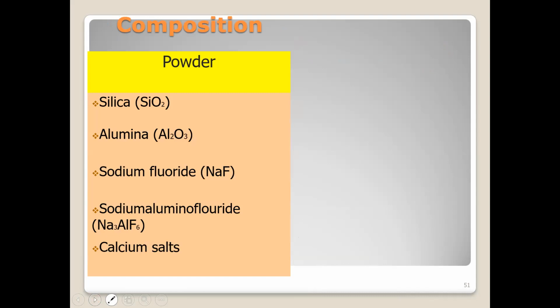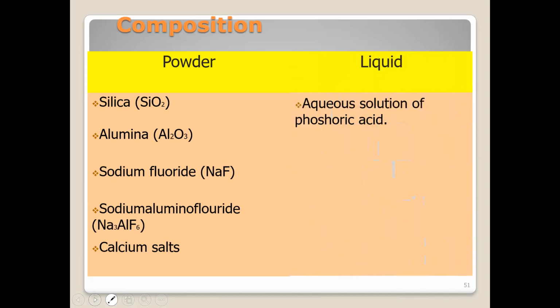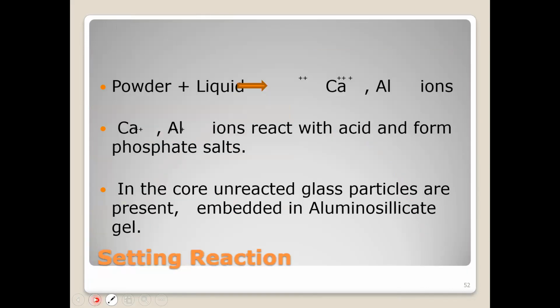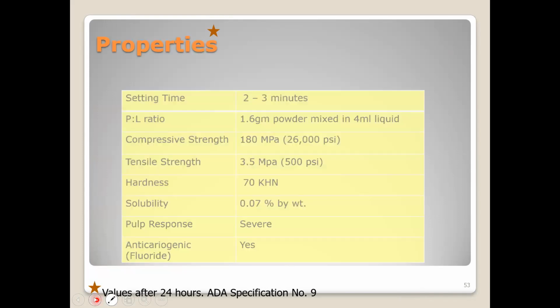Now these are the glass particle based cements. So you have silica, SiO2, alumina, sodium fluoride, sodium aluminum fluoride, and calcium salts, which will react with the aqueous solution of phosphoric acid. So there will be formation of calcium and aluminum phosphates. In the core, unreacted glass particles are present embedded in the aluminosilicate gel. So everywhere there will be unreacted particles surrounded by an amorphous phase or the matrix.